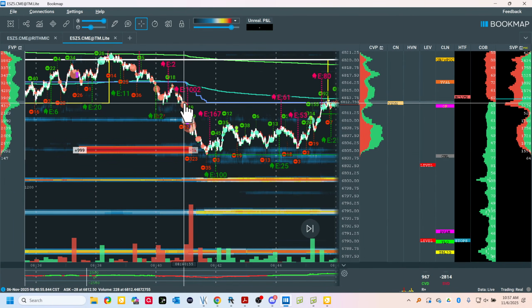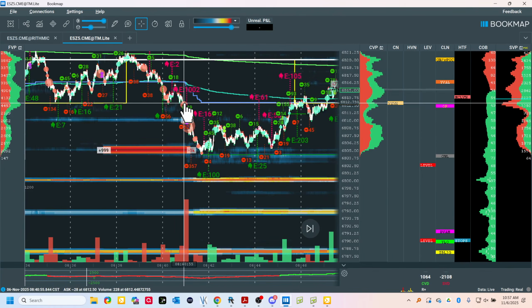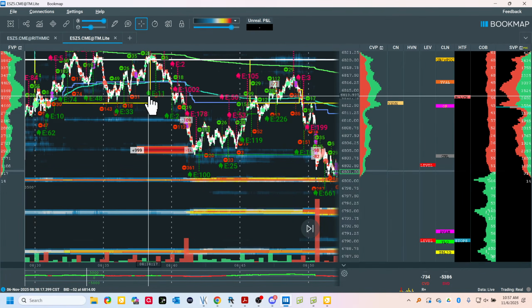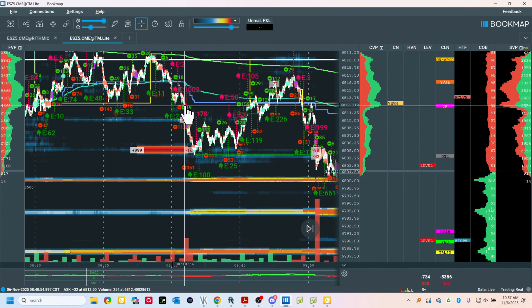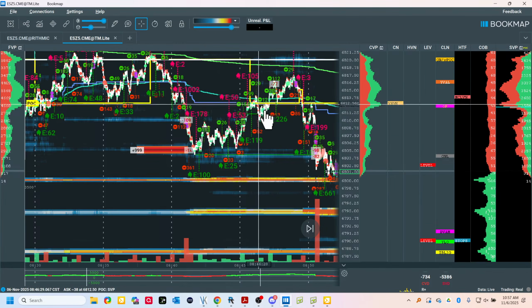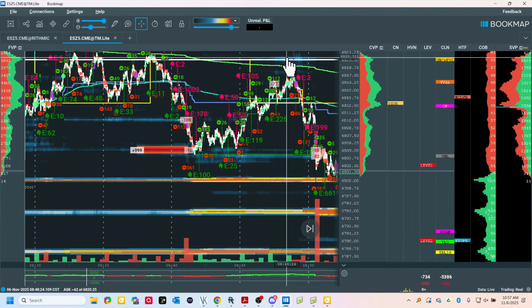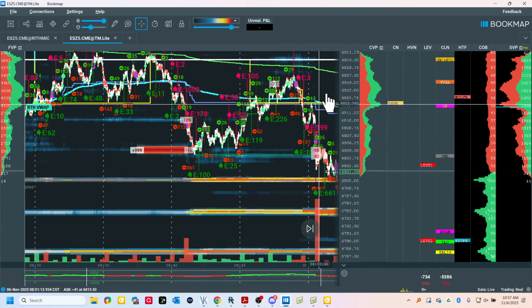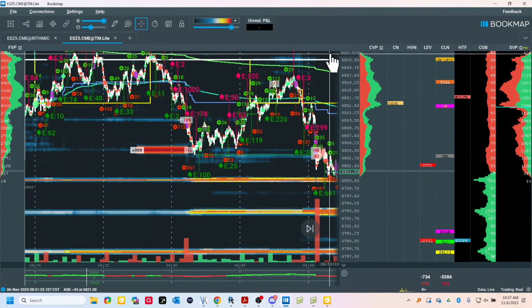Come back, watch. So you have a potential short here. You have a potential short here. Your stop has to be above where it was. Too high. If you break here, you have a potential short there. Stop has to be above, too high.